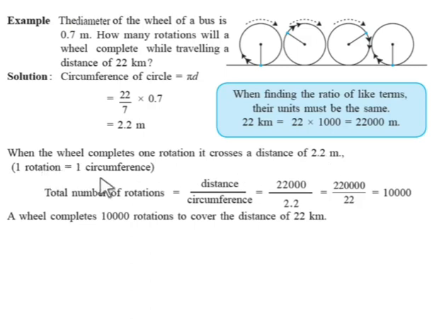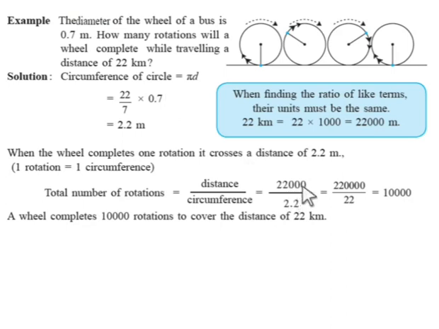That is, one rotation is equal to one circumference. So, as we have to find the total number of rotations, we will divide the total distance by the circumference or the distance covered in one rotation. That is 22 km. Now, here if you look here, the total distance is given in kilometer, whereas we got the circumference in meters. So, both the units should be same. For that, we will convert 22 km into meters, that is 22,000 meters.